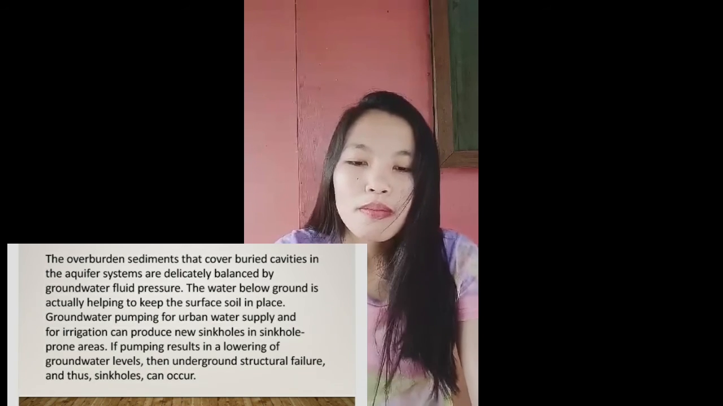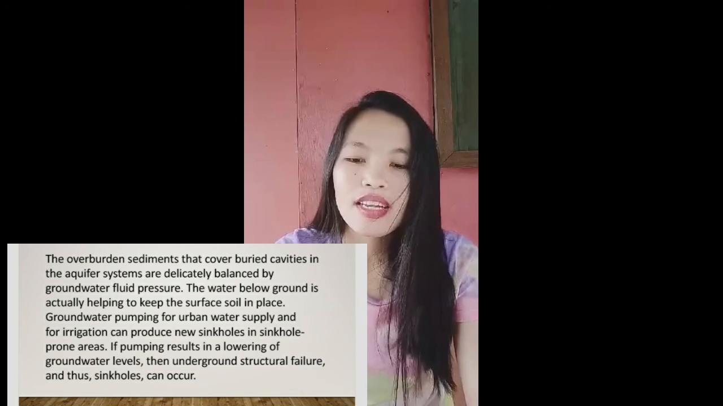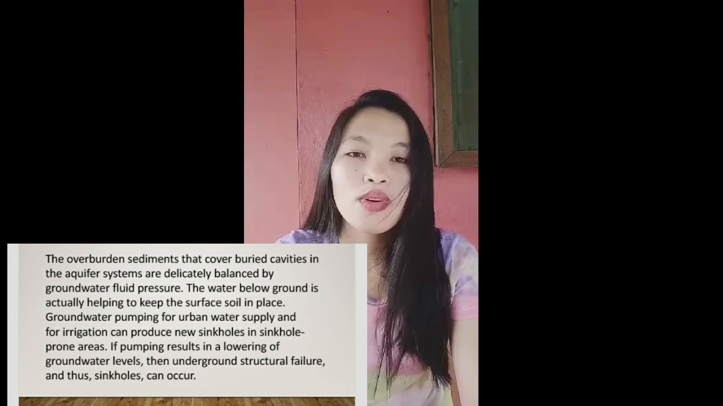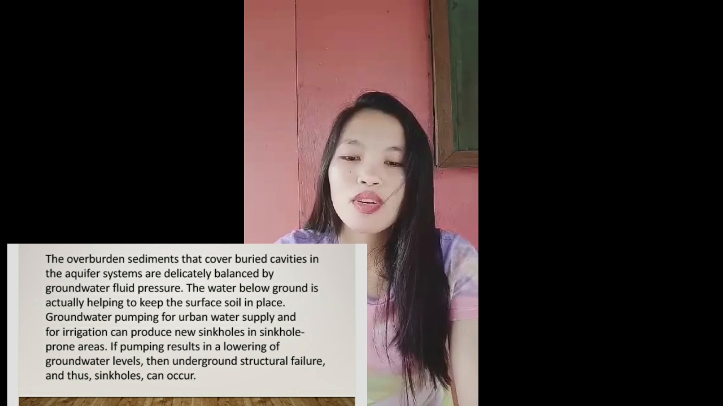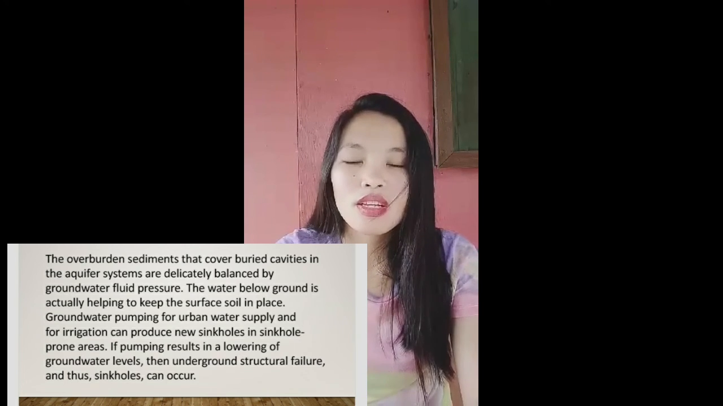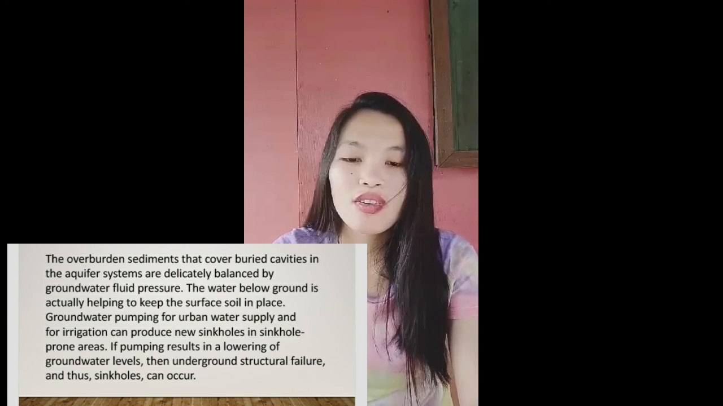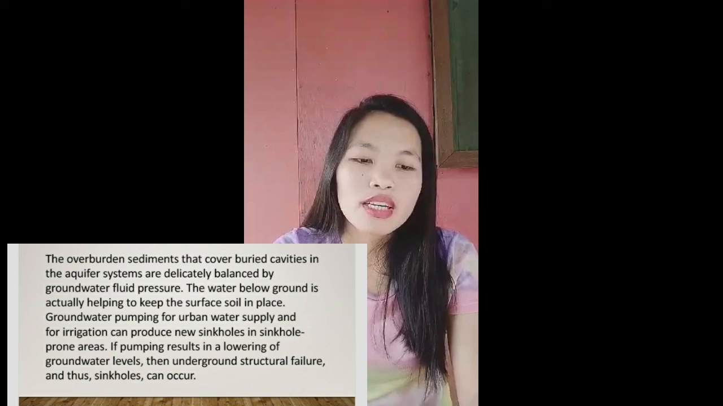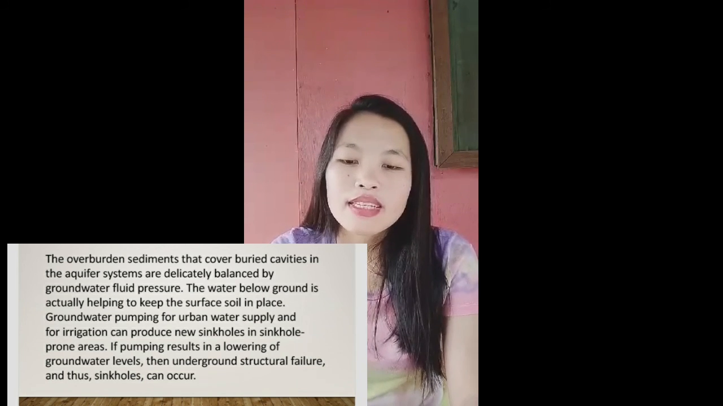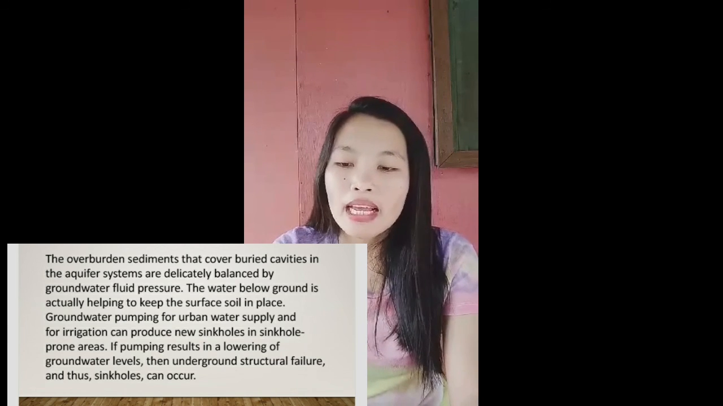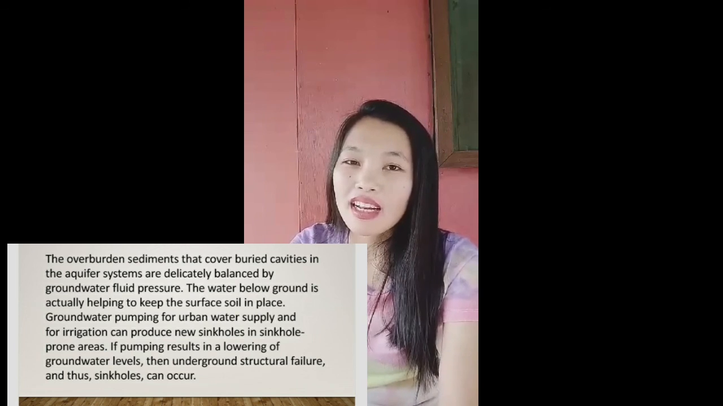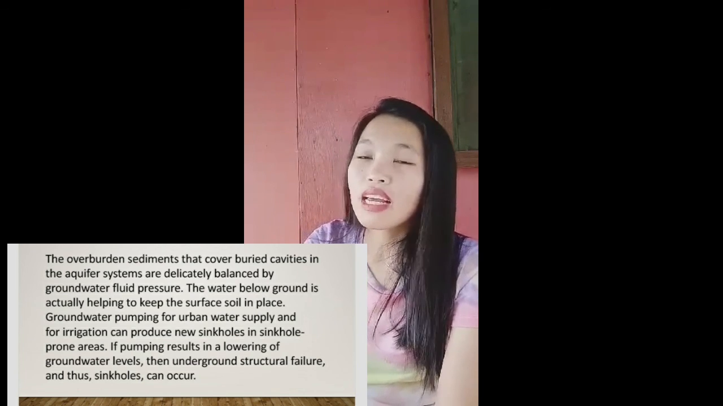The overburden sediment that covers bedrock cavities in the water system is delicately balanced by groundwater fluid pressure. The water below ground is actually helping to keep the surface soil in place. Groundwater pumping for urban water supply or for irrigation can produce new sinkholes in sinkhole-prone areas. The pumping results in lowering groundwater levels, and then structural collapse and sinkholes can occur.